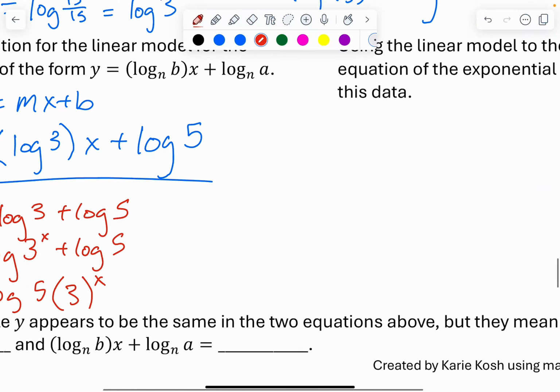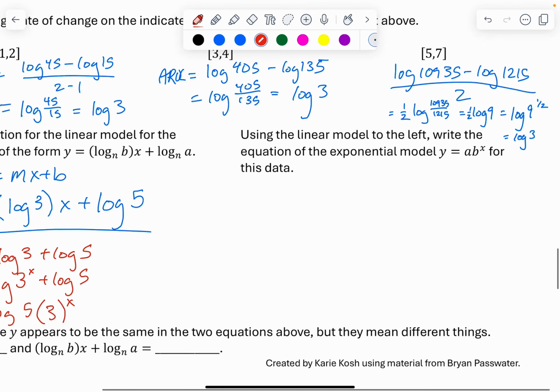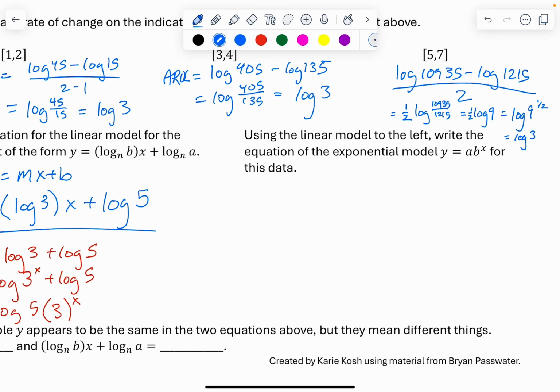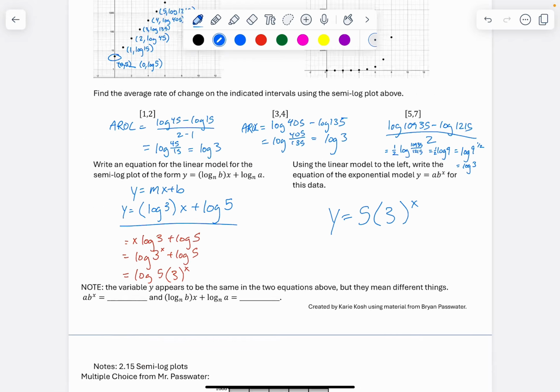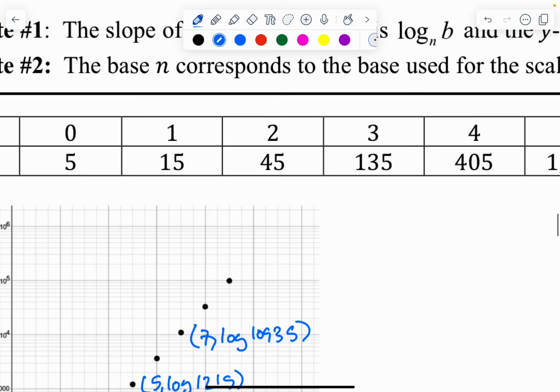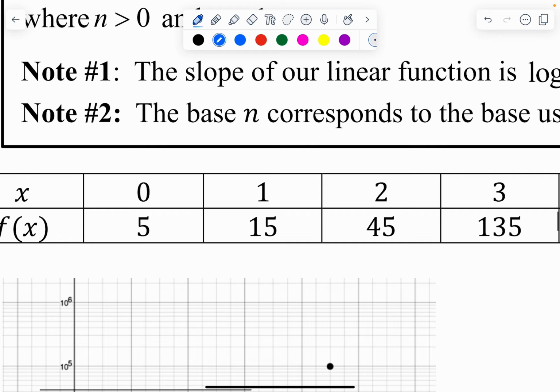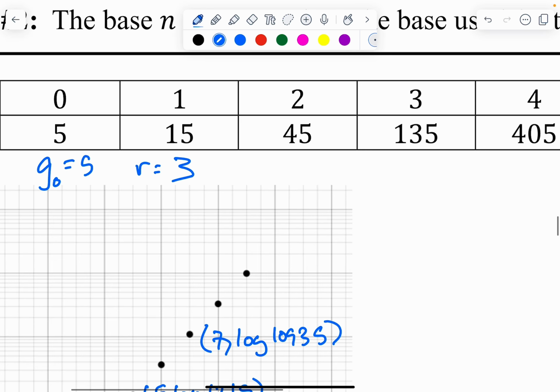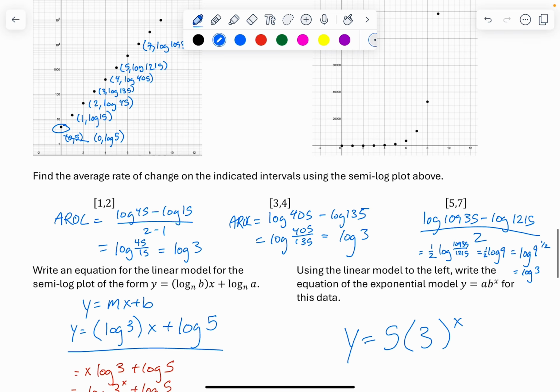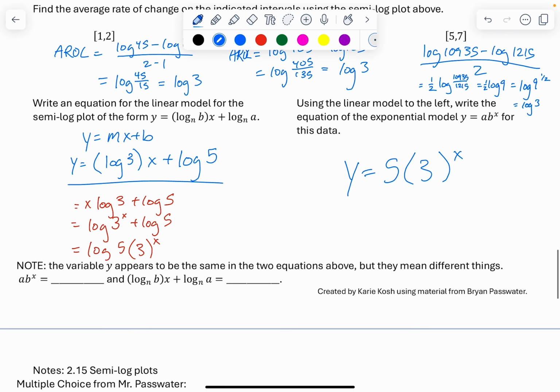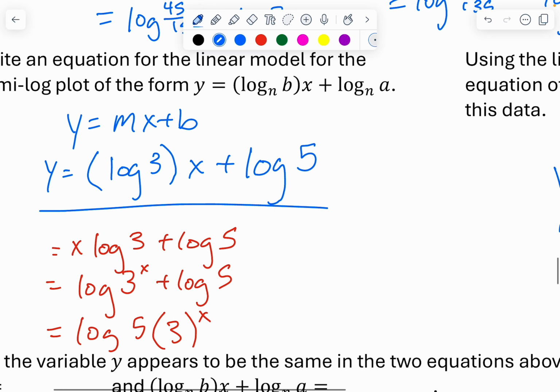And now I might notice that that's going to be the equation of the exponential model: y equals 5 times 3 to the x. And maybe you noticed that from looking at the data to begin with. If we think of sequences, like a geometric sequence, g sub 0 is 5, and our common ratio was 3, which gives us that equation. Isn't that lovely?